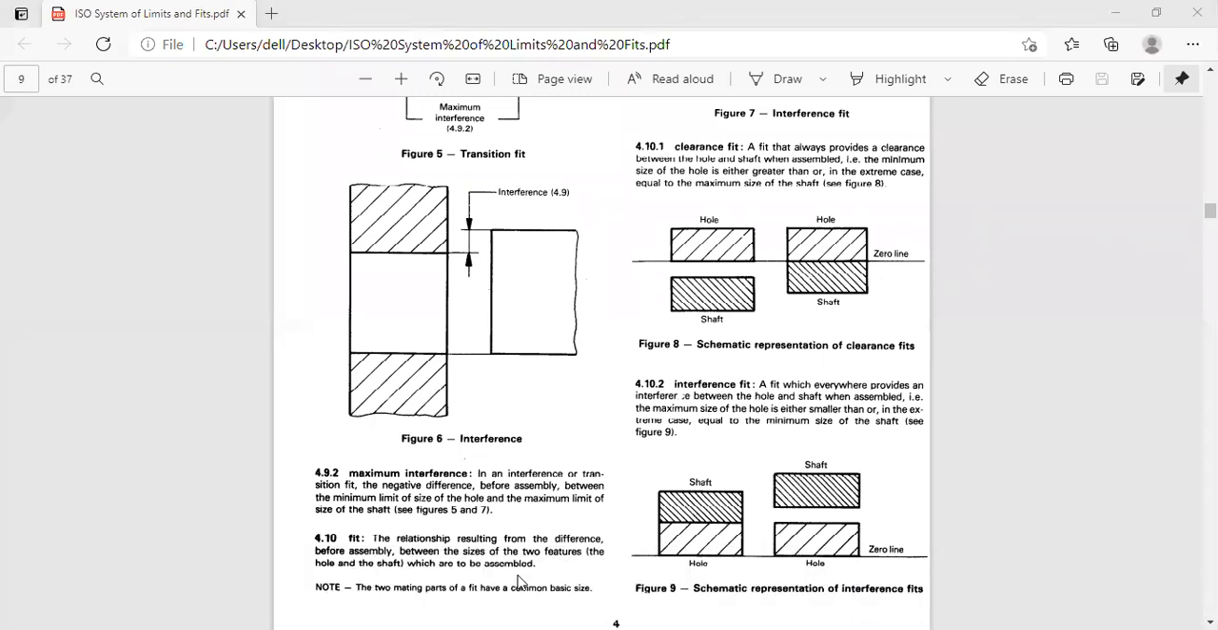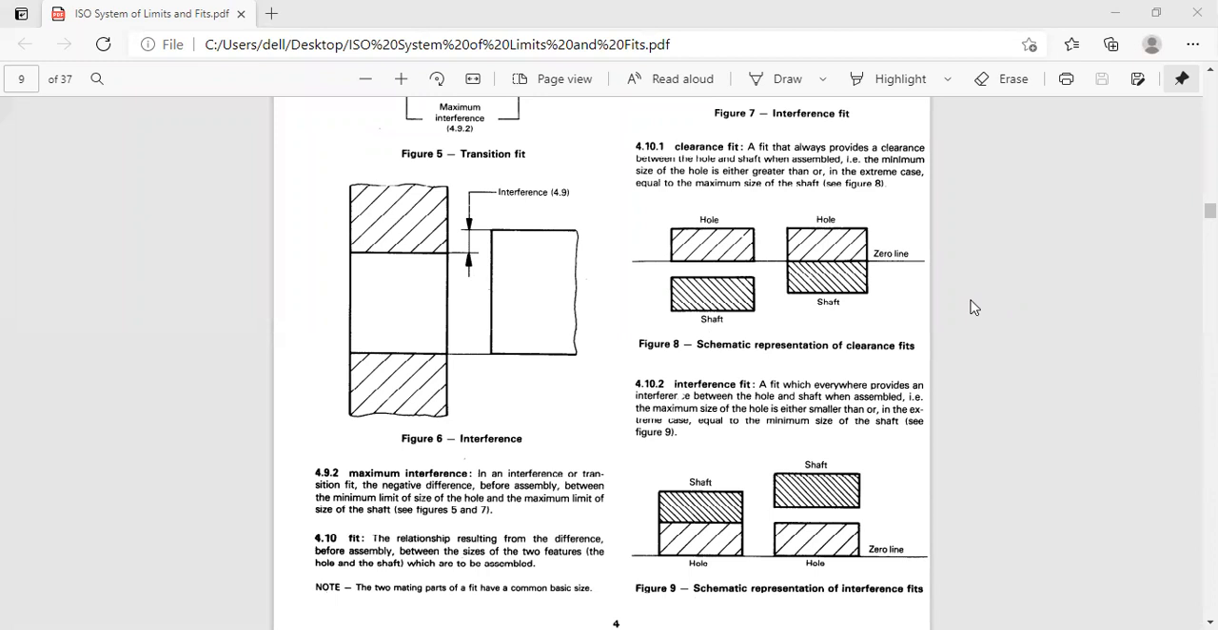Some noise is coming, so just try to listen carefully, because this is a sort of revision of this lesson or chapter from today's class, but this topic is of utmost importance. You know what basic size or nominal size is, and you know what actual size is. Actual size is the size which is measured after the manufacture of a particular component. You have to know all the basic definitions and basic terminology in this chapter.